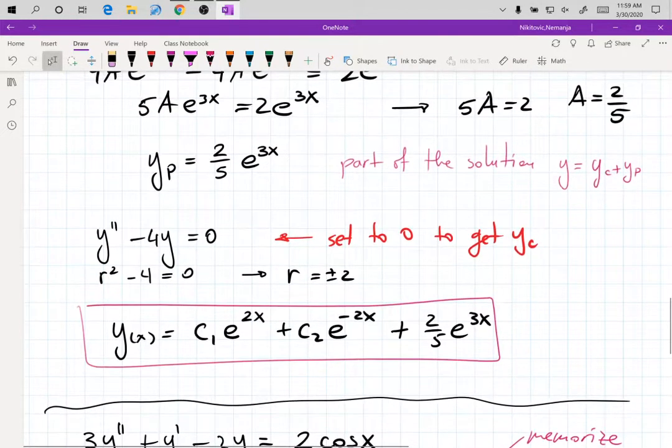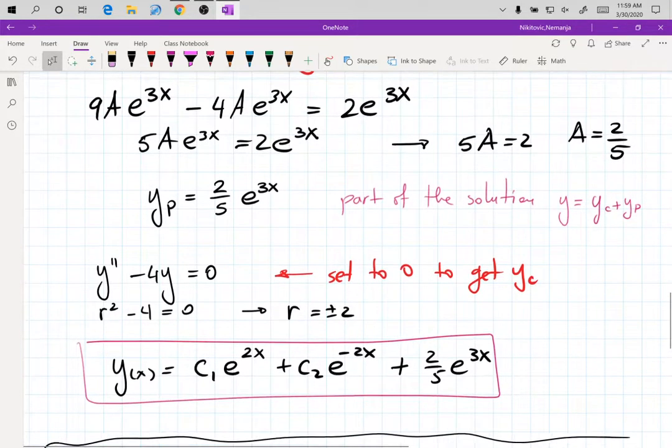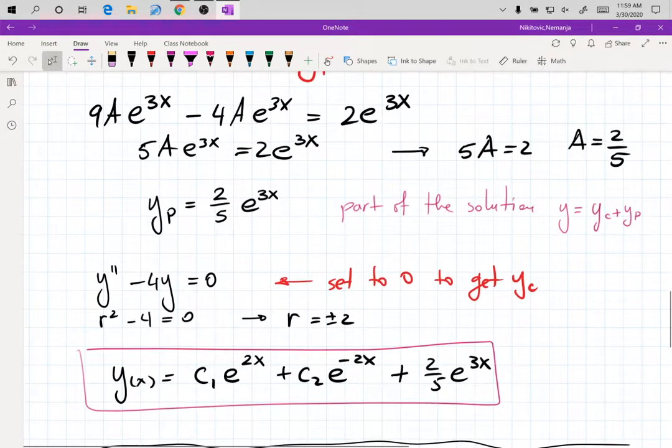There was a question, do you ignore the 2 next to the e? I'm not sure what 2. Oh, you mean this 2? No, we don't ignore it. It was used, so it came up in the solution.